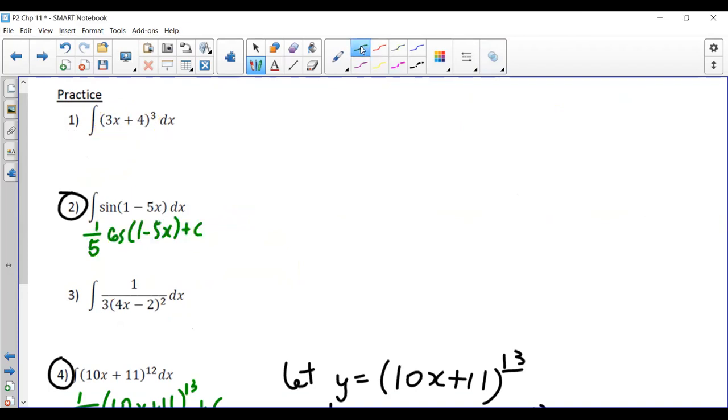So the answer to question 2 is 1/5 cos(1 minus 5x) plus c. You got it right? Well done. Move on to question 3. But if you don't, let's go through why.